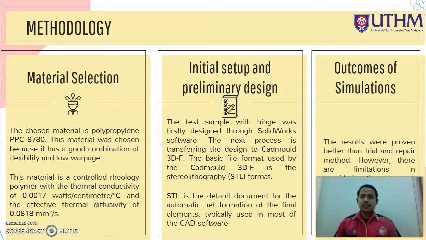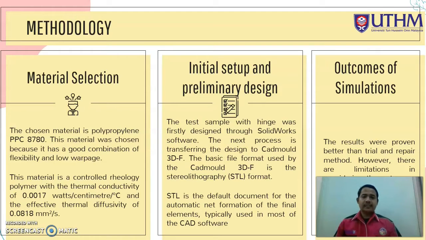Okay, for the material selection, the chosen material is polypropylene PPC 8780. This material was chosen because it has a good combination of flexibility and low warpage. This material is a controlled rheology polymer with a thermal conductivity of 0.0017 watts per centimeter per degree Celsius, and an effective thermal diffusivity of 0.18 millimeter square per second.